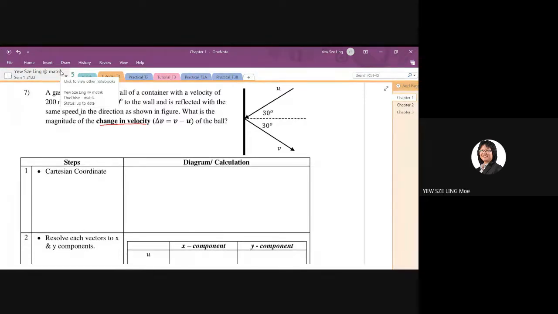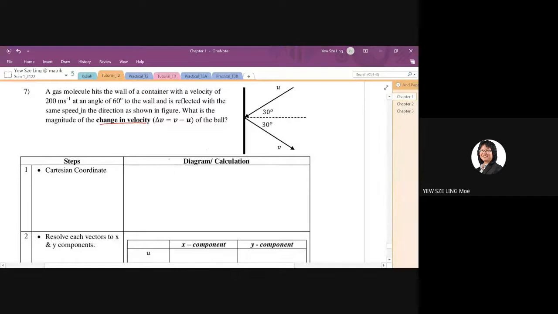Okay, now let's see. A gas molecule hits the wall of a container with a velocity of 200 meters per second at an angle of 60 degrees to the wall, and it is reflected with the same speed in the direction shown in the figure. So what is the magnitude of the change in velocity of the ball? Instead of the resultant value, it is asking for a change. When it comes to the word change, we don't add the vectors together. We subtract them.